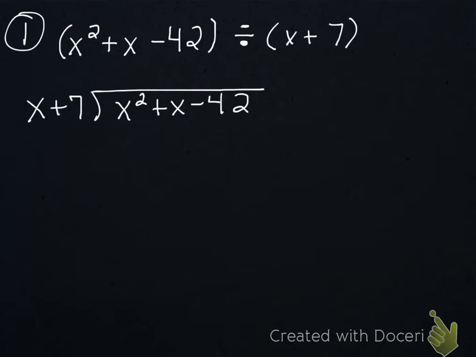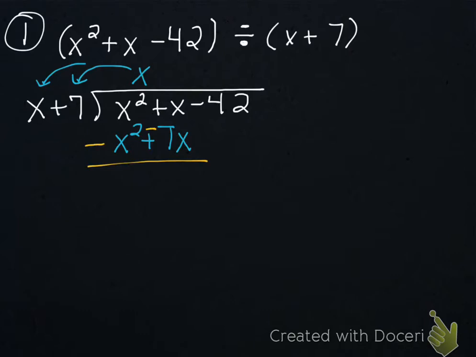Now, what multiplies to get me x squared? Specifically, what do I multiply by x to get x squared? We multiply by x. Remember, we distribute that to both terms. So I have x squared plus 7x. Draw the line, change your signs, both of them.